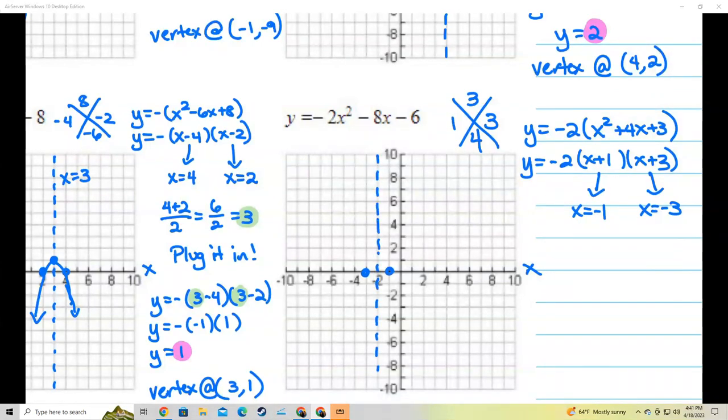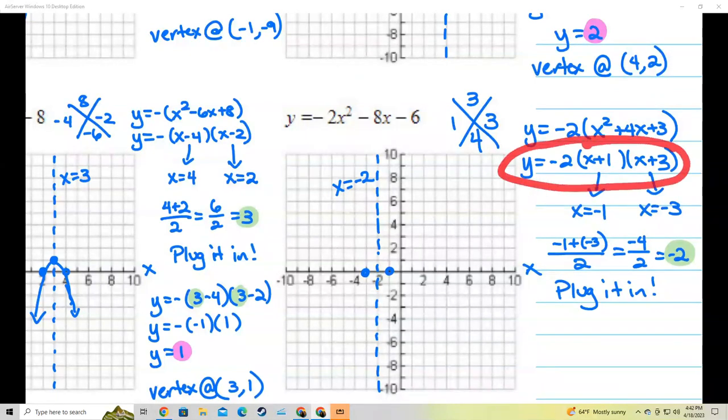Line of symmetry right here is at x equals negative 2. If you didn't know that, you can always average them out. That gives me negative 4 divided by 2, which is negative 2. You are halfway to knowing your vertex. How do I get the other half of the vertex? Well, you need to take your x and you need to plug it in. I'm going to plug it in into this equation right here.